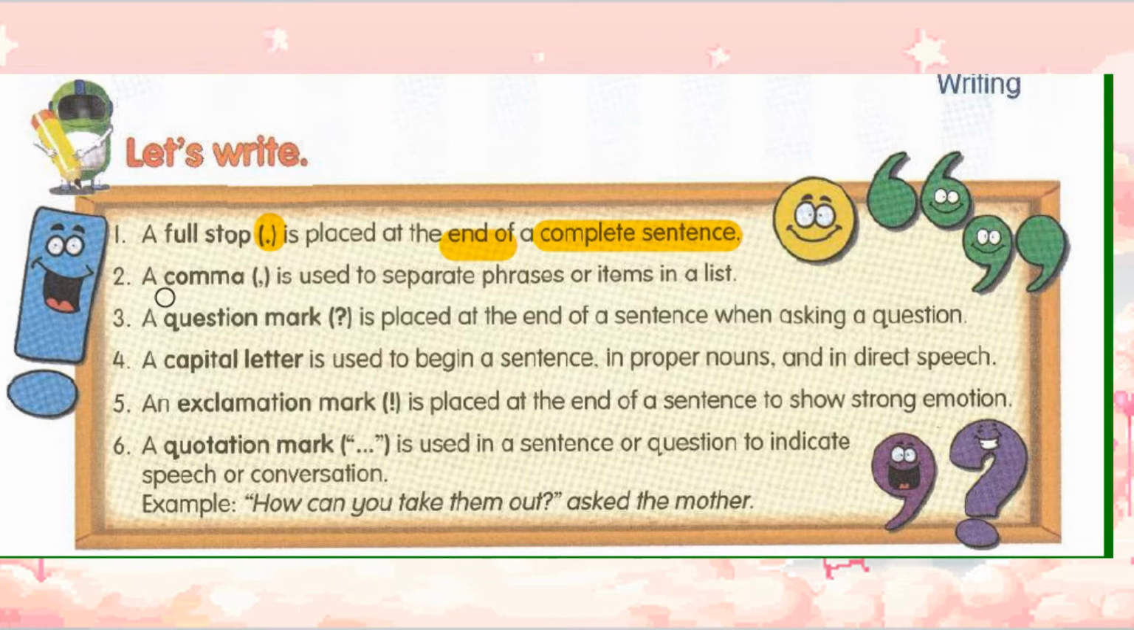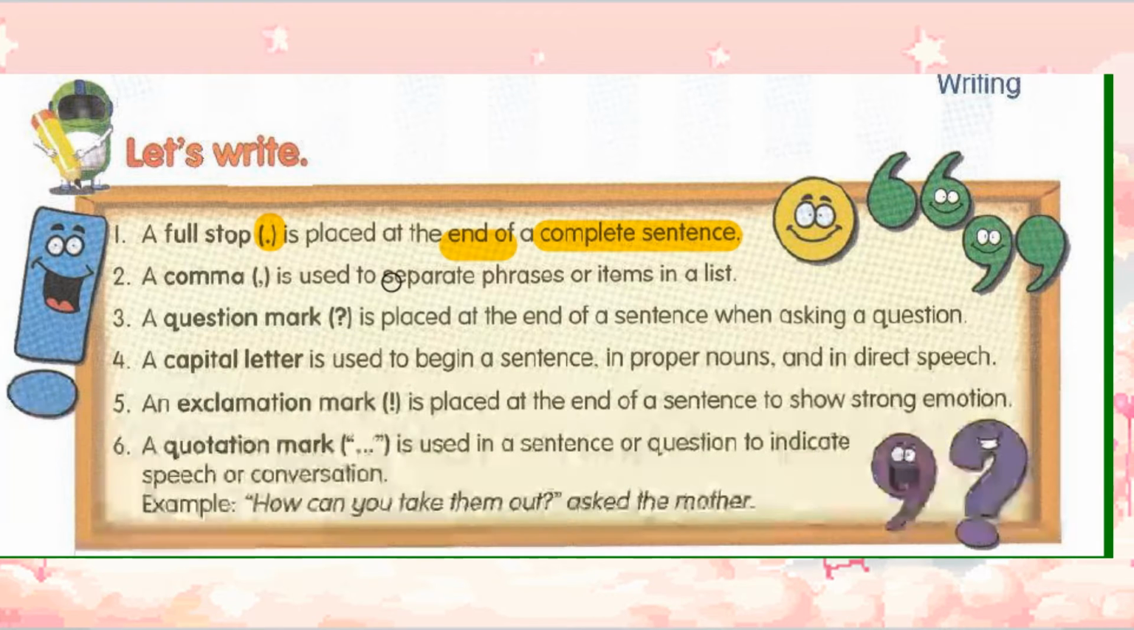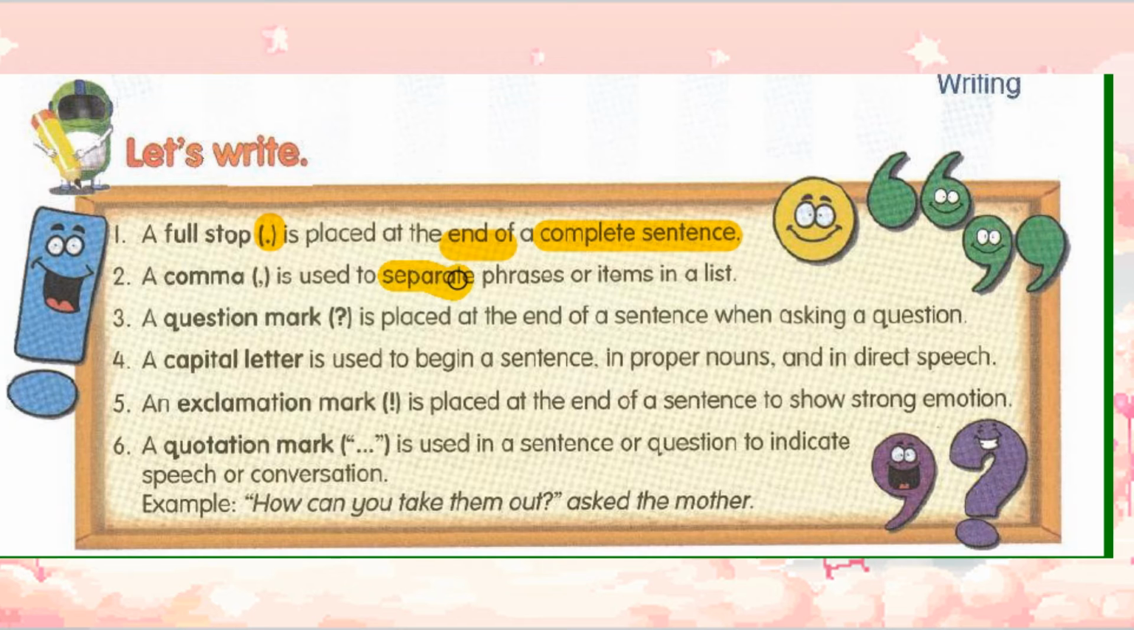For the second one, a comma. A comma is to separate. Separate, pisahkan. To separate phrases or items. So make sure you use it to make it clear to the reader what is the list that you want to explain to them.